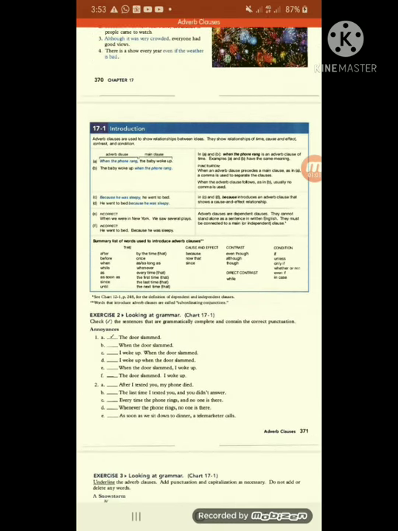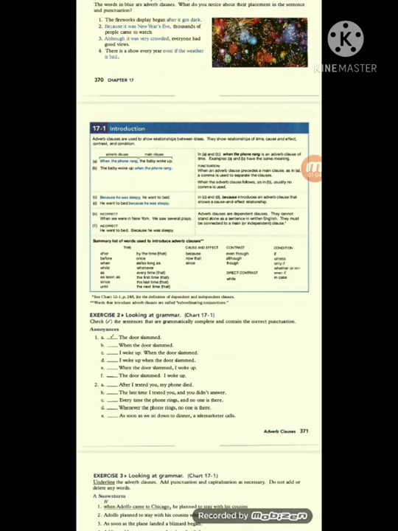17.1 Introduction. Adverb clauses are used to show relationships between ideas. They show relationships of time, cause and effect, contrast, and condition. A. When the phone rang, the baby woke up. B. The baby woke up when the phone rang. In A and B, "when the phone rang" is an adverb clause of time. So the examples in A and B have the same meaning.